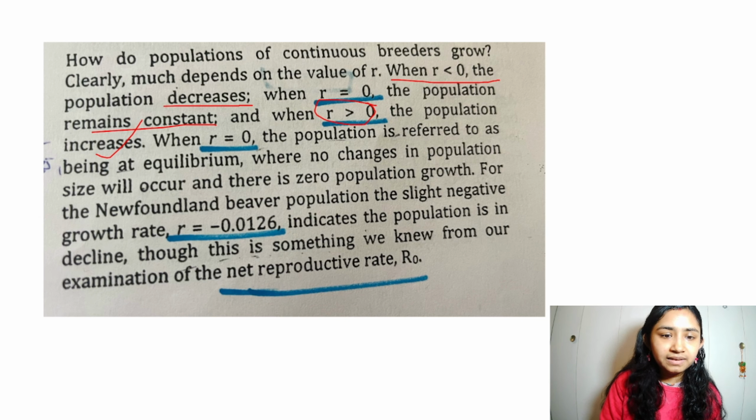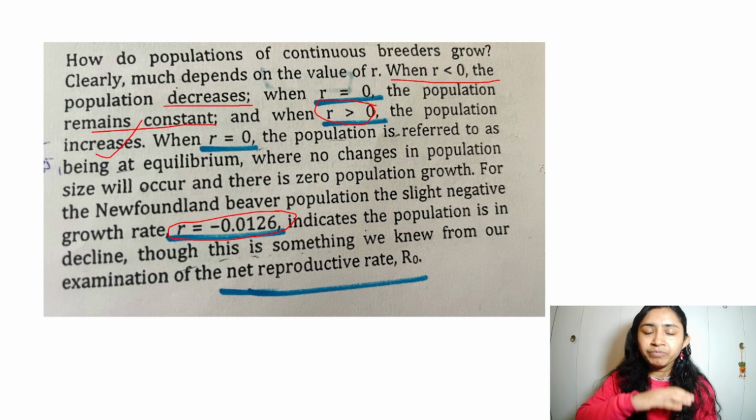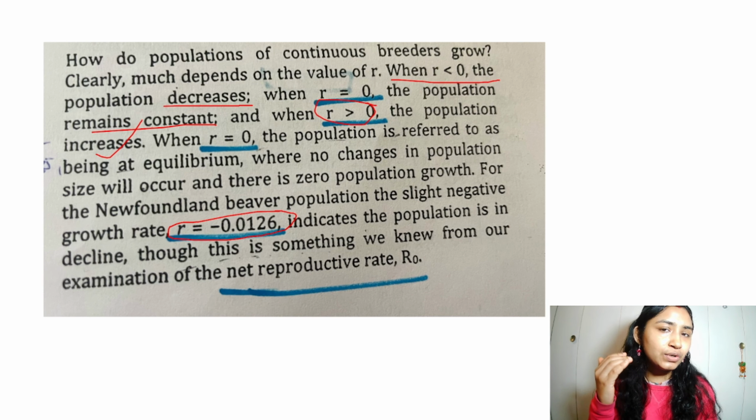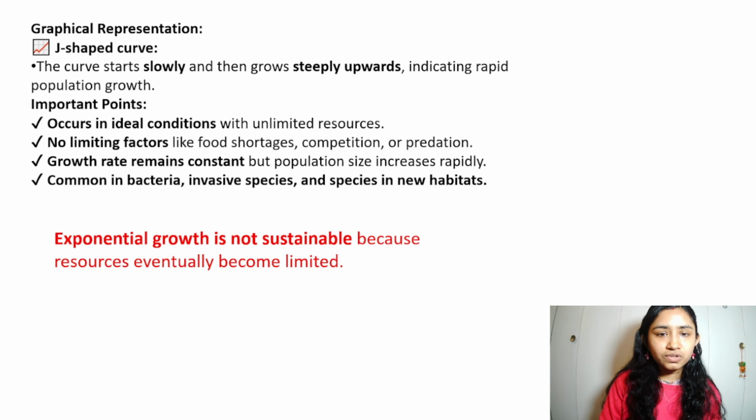For example, in the Newfoundland beaver population, I gave you the sums where r is equal to minus 0.0162. That means the population is declining. Where the intrinsic rate of increase r is low, there is no population growth. To sum up, the graphical representation is the J-shaped curve. The curve starts slowly and then grows steeply upwards, indicating rapid population growth.